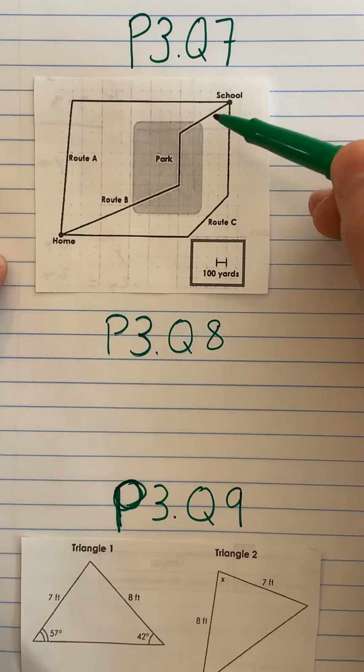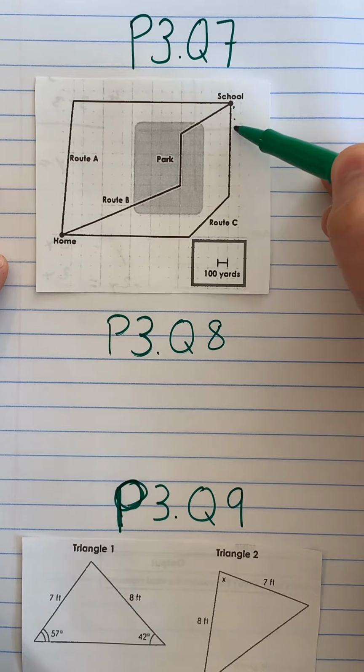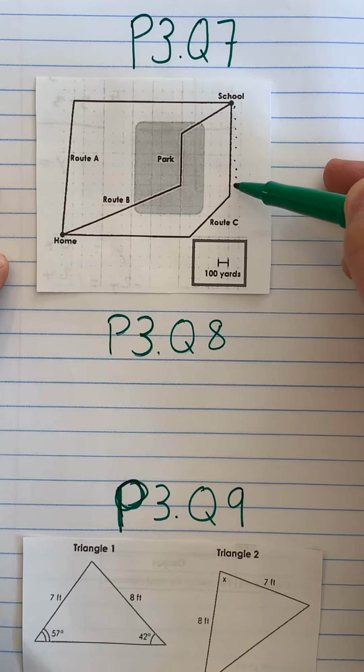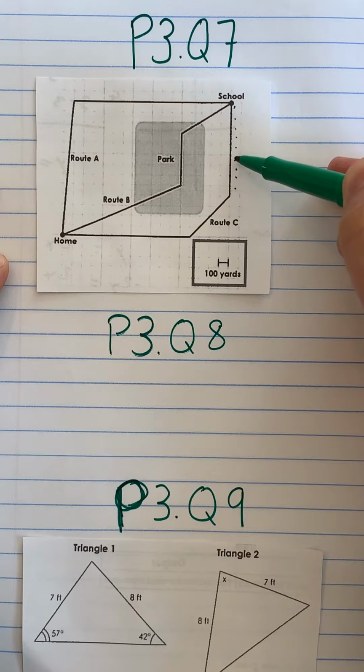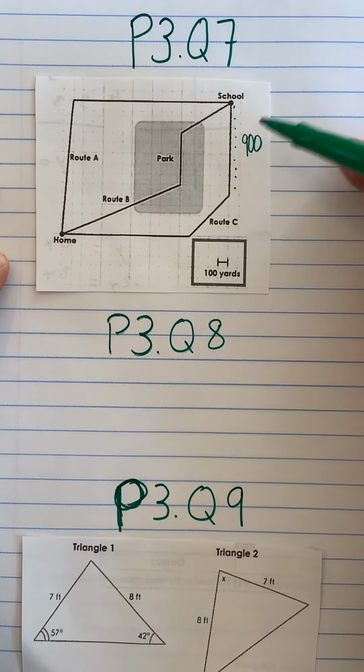Now, counting these is a piece of cake, right? It's easy to count how many sections that is, and each is 100 yards. So 1, 2, 3, 4, 5, 6, 7, 8, 9. So 900 yards. Okay, so that's easy.